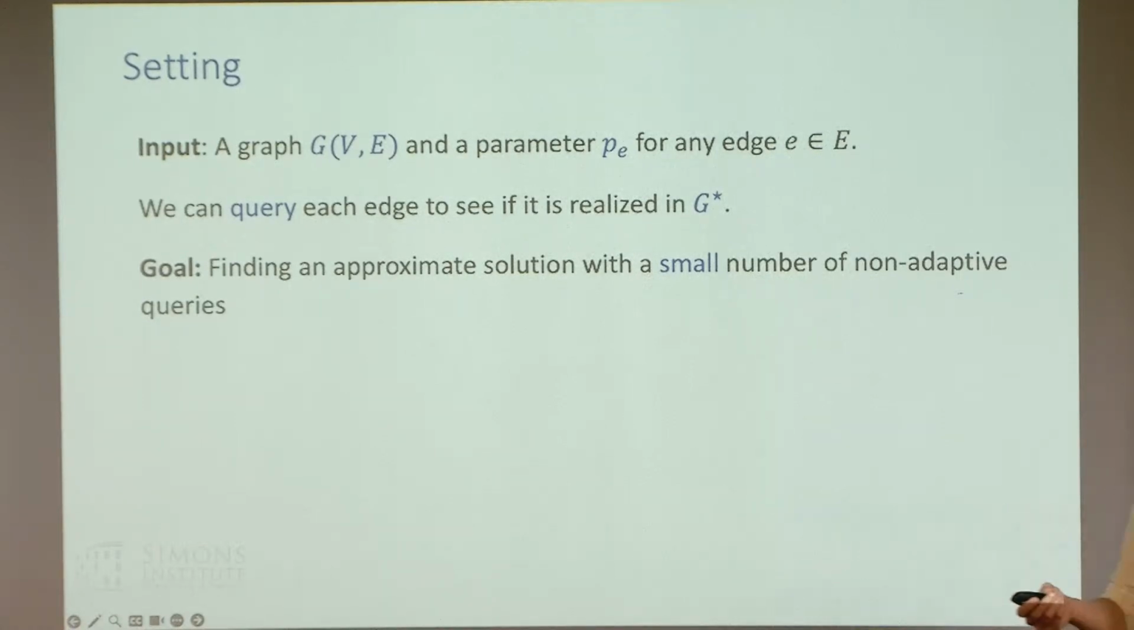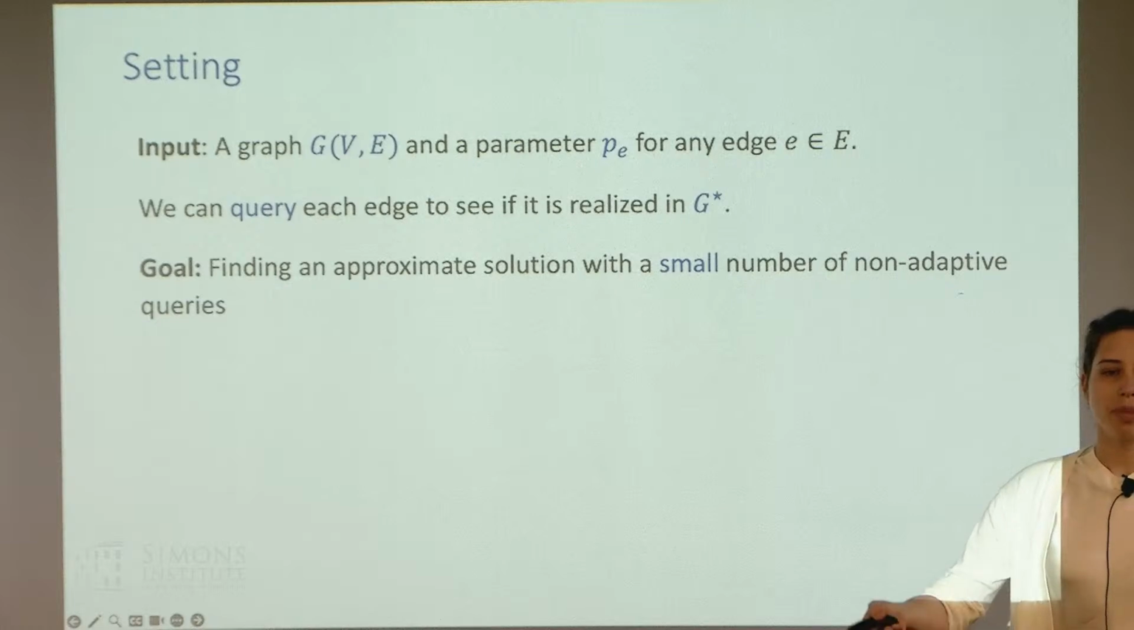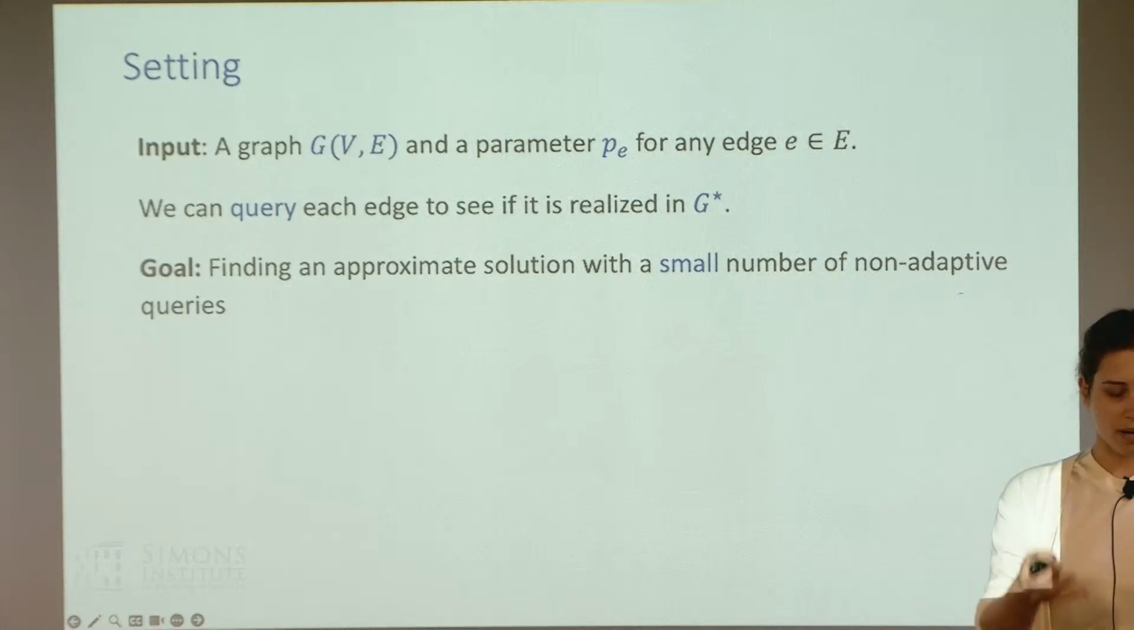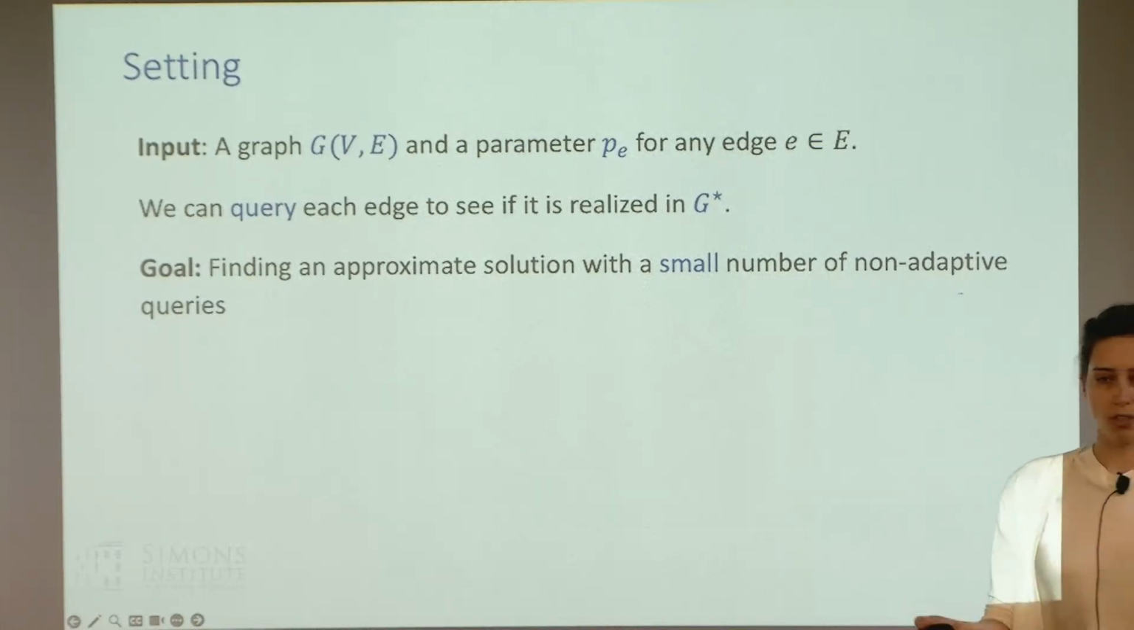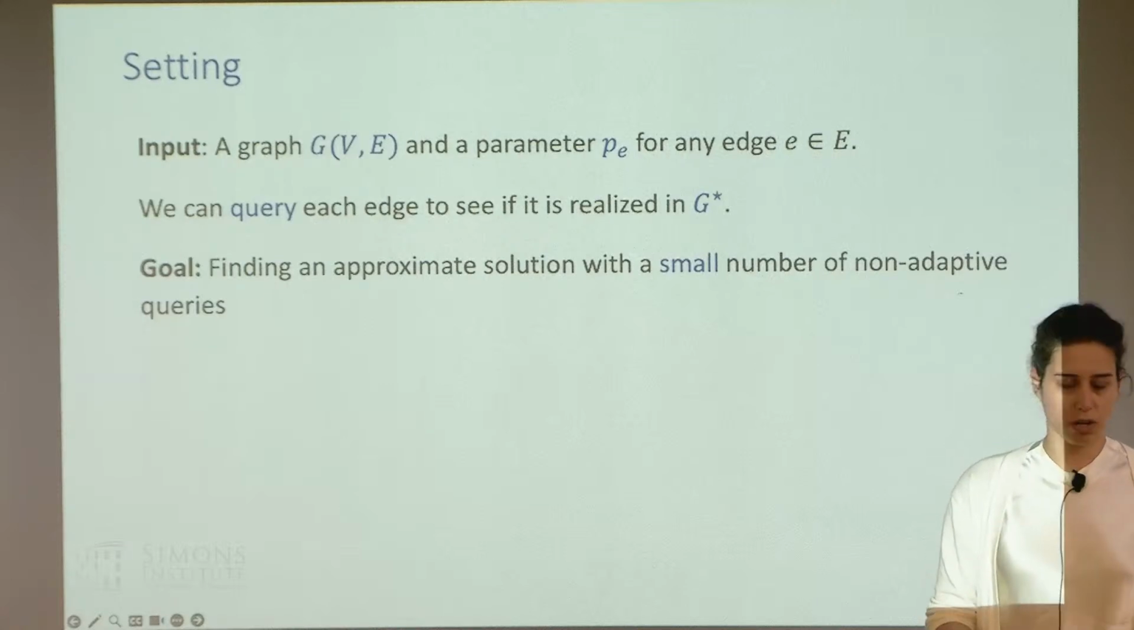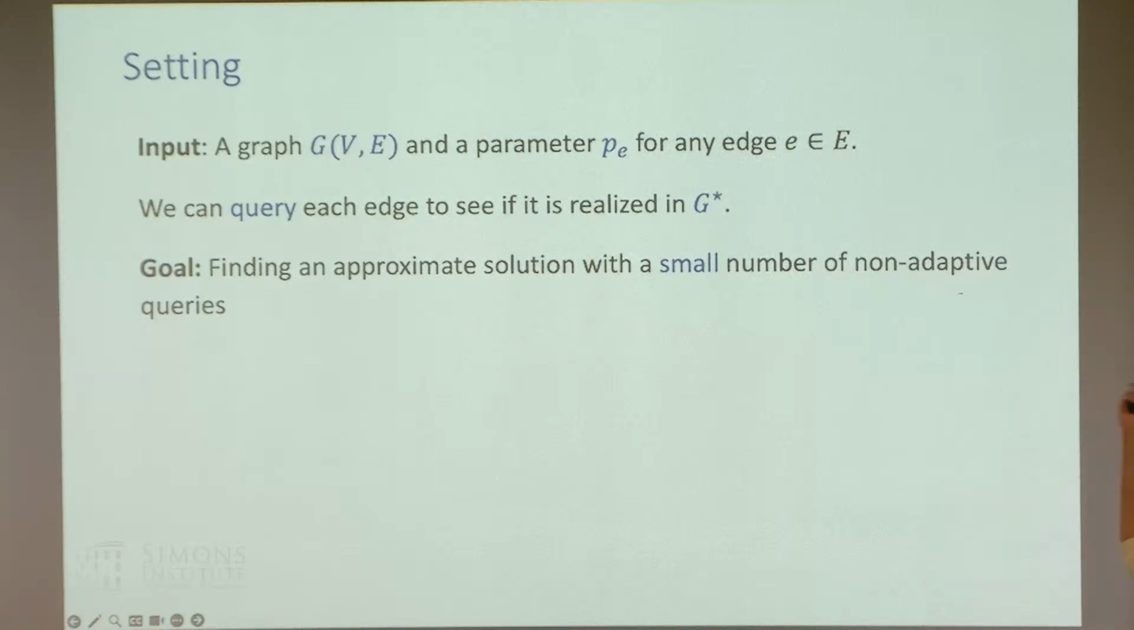Here, querying is basically, okay, let me be more clear. Your input is your base graph and probabilities. You don't know which edges actually exist. You query an edge, and you see whether it exists or not. Based on that information, you want to solve your problem.